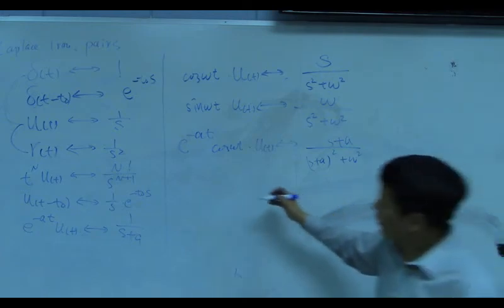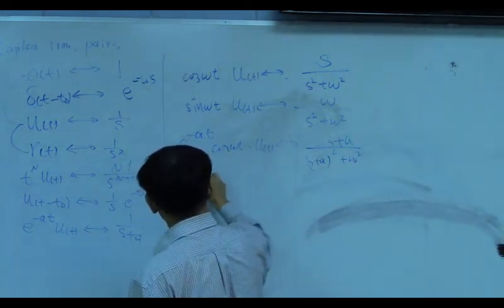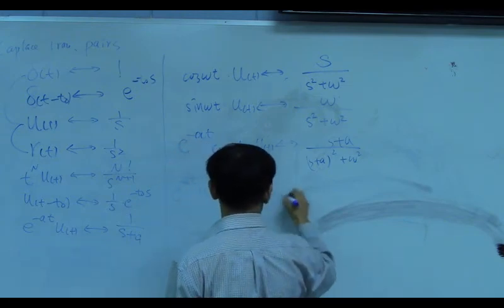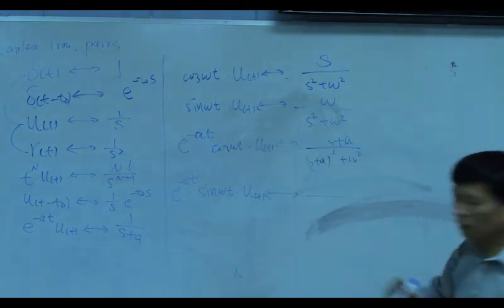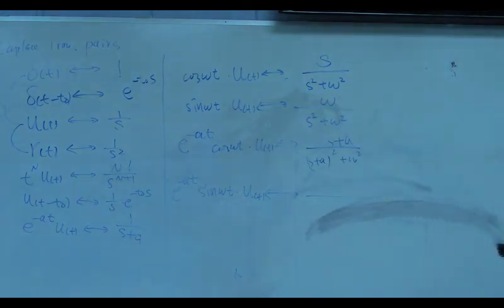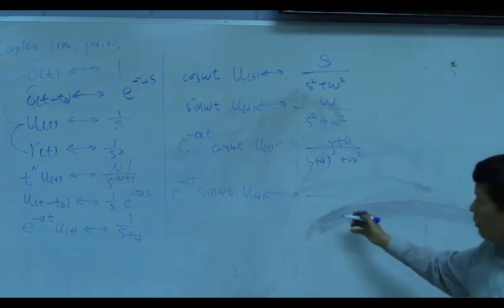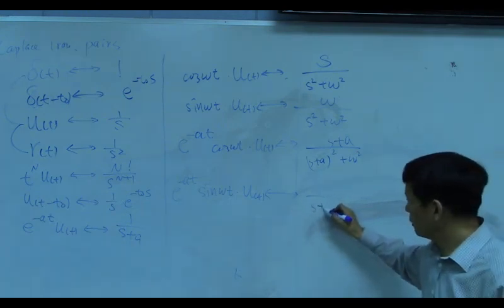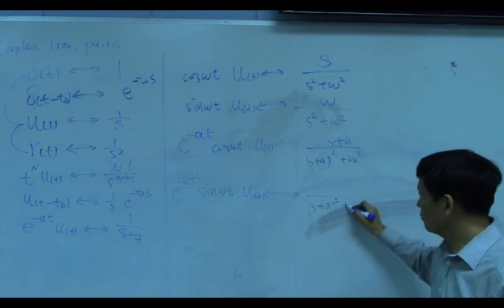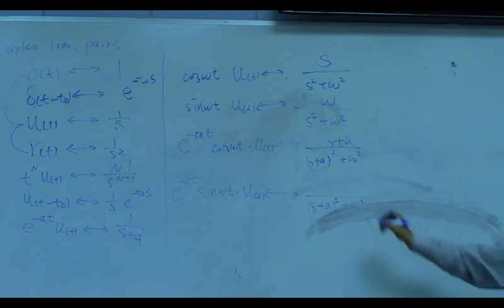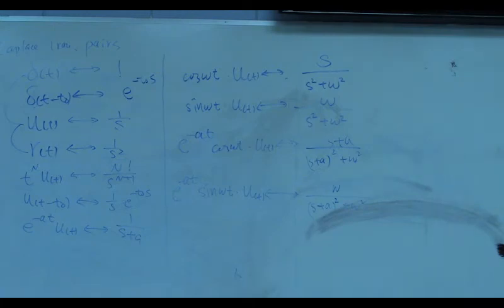Right? What is this? e to the negative at times sine omega t times u(t). What is this? On the bottom, still the same thing, right? s squared plus omega squared. But in this case, we need s plus a squared plus omega squared. What is on the top? Omega. We don't have s, so we don't need to replace anything, just omega. That's it.